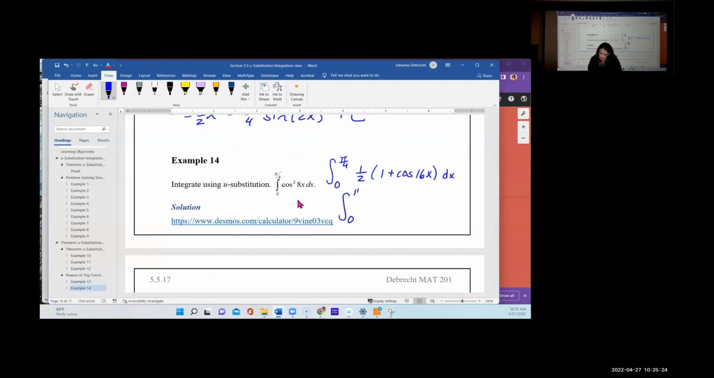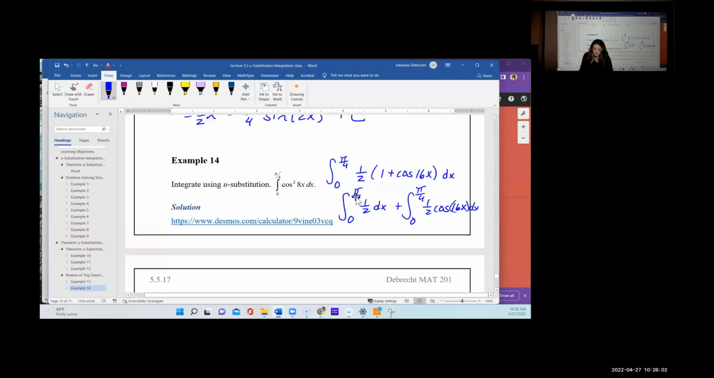The integral from 0 to pi over 4 of 1/2 dx plus the integral from 0 to pi over 4 of 1/2 cosine 16x dx. Do not be tempted to ever take the 1/2 and apply it to the 16. What is in the argument of the trig function stays in the argument of the trig function. What is not in the argument of the trig function stays out of the argument of the trig function.